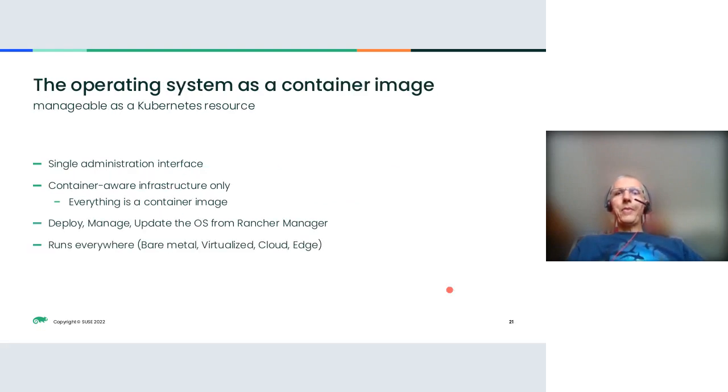Okay, so what you want to have, given that everything is in Kubernetes and everything is a container image, is you want to have the operating system also as a container image. And you want to have it manageable as a Kubernetes resource. And that gives you a single administration interface that is ideally just Rancher. People don't have to care for shell commands, for YaST, for Cockpit, or any tools like this.